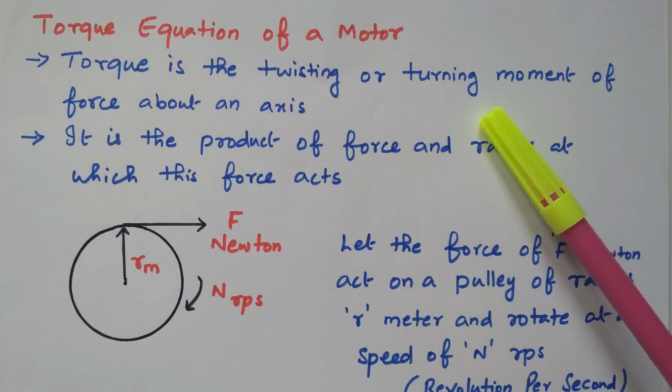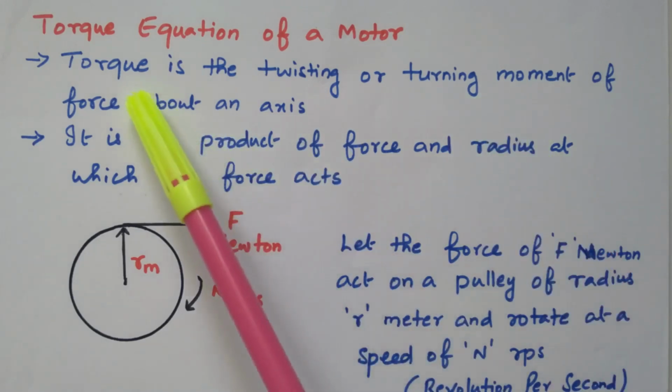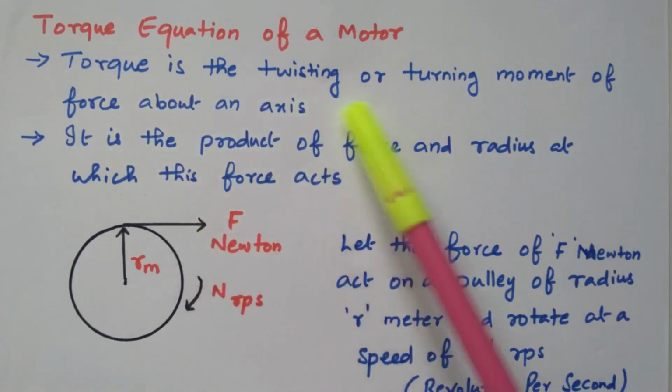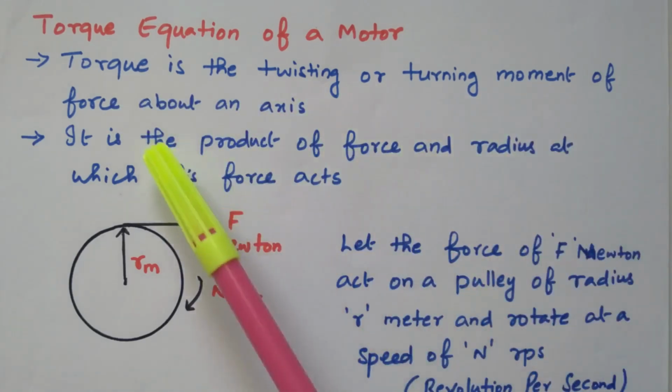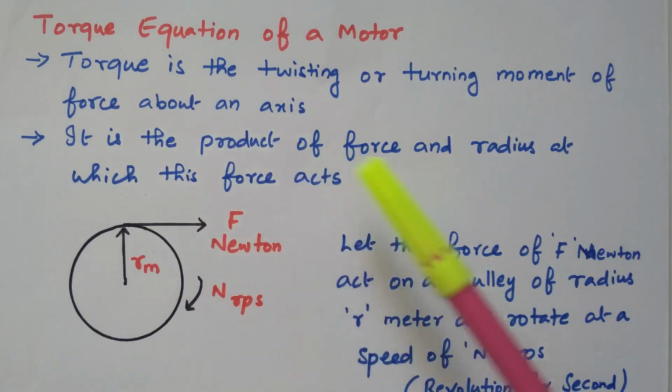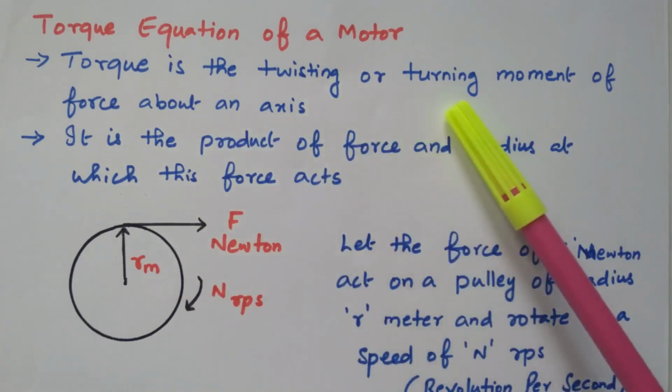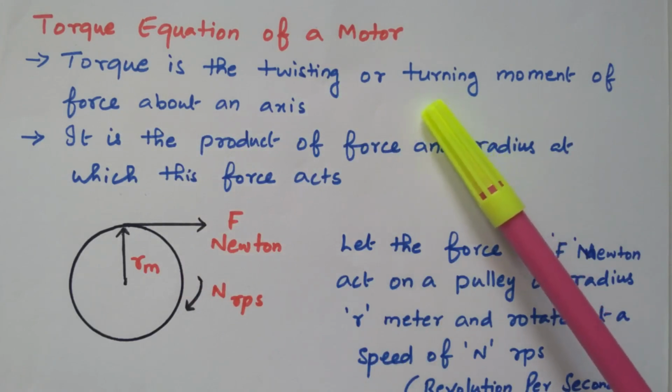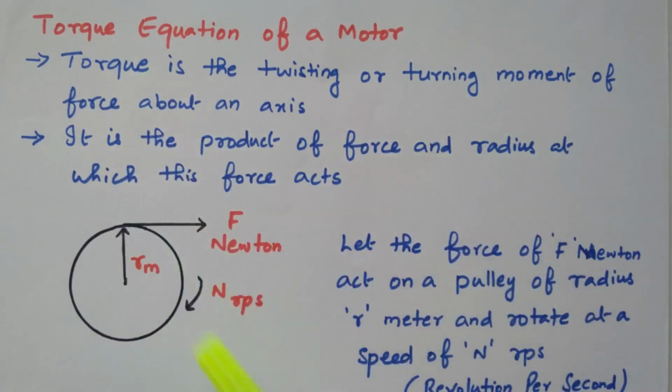Now we will go to the topic. First we will see what is torque. Torque is the twisting or turning moment of force about an axis. So it is nothing but twisting force or turning moment. Rotation with a force is called a torque. It is the product of force and the radius at which the force is acting. So it is a product of the radius and force.